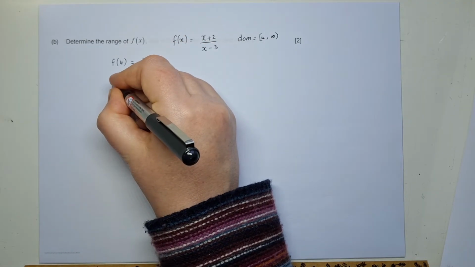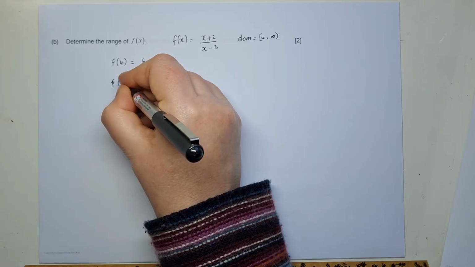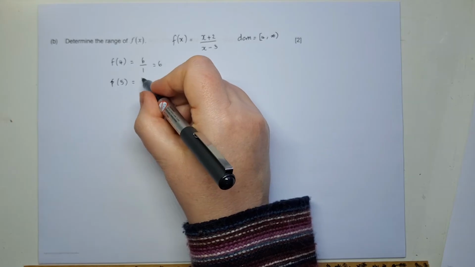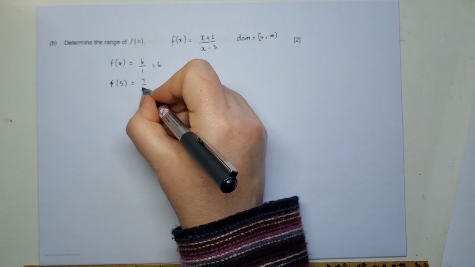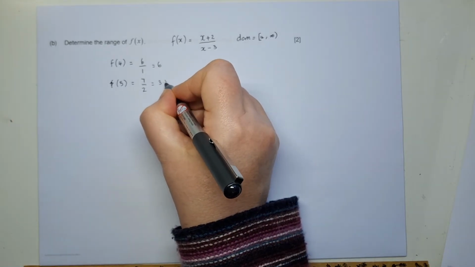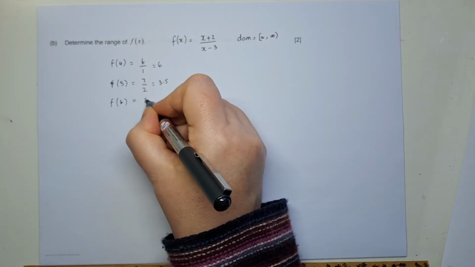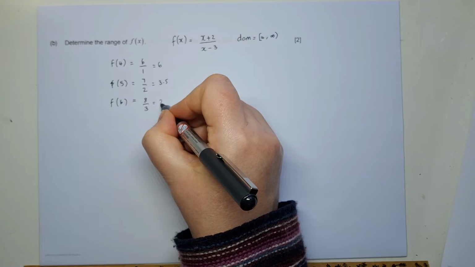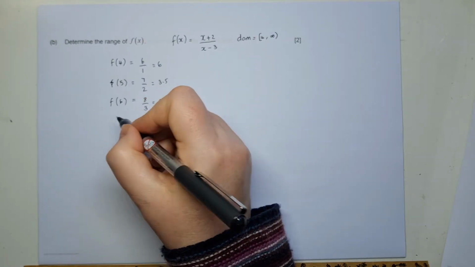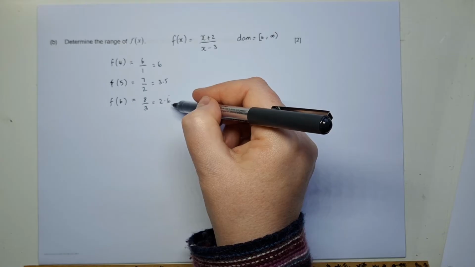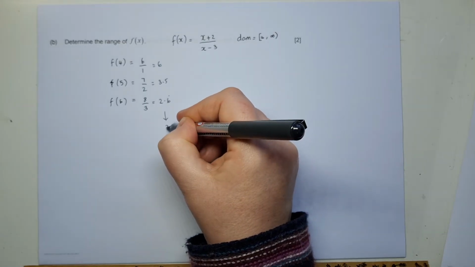So I'm just going to need to try different values. Let's go up a bit. Let's try a few bigger values. So that's going to give me a 7 over a 2, which is 3.5. If I input a 6, I'm going to get an 8 over a 3, which is 2.6 recurring. I can keep going. I can obviously see it's decreasing, but what I need to know is how low is it going? Where is it heading to?